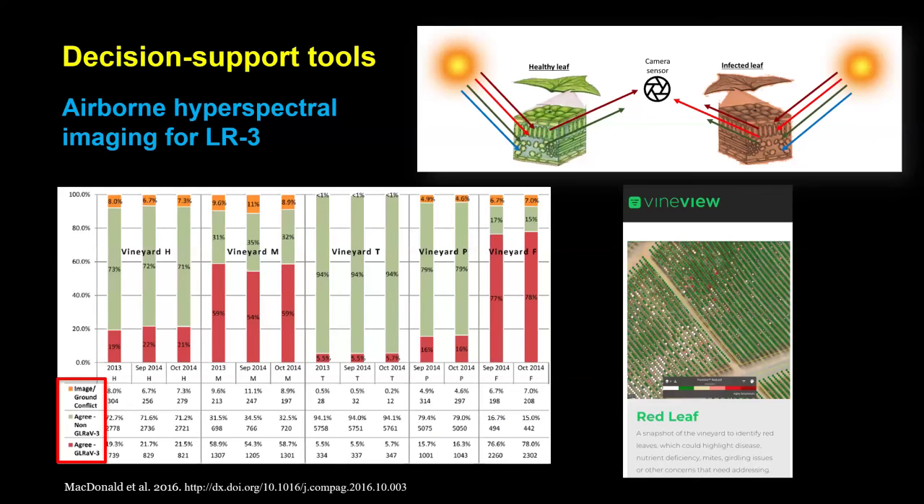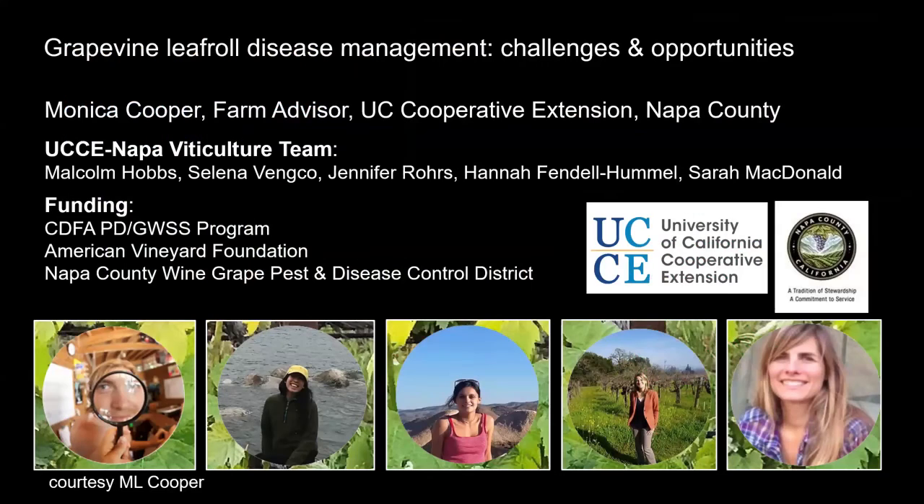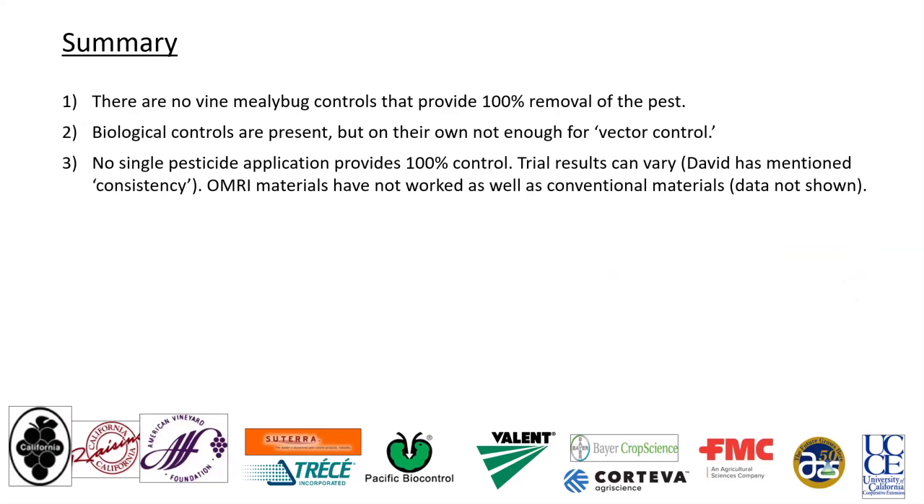People are working on control tools to make this easier, such as spectrophotometry to identify diseased vines. And if you want to see more about this work, I would go to Monica Cooper's Napa Viticulture Team website. She's got a lot of great information there. So I went 3 minutes over.